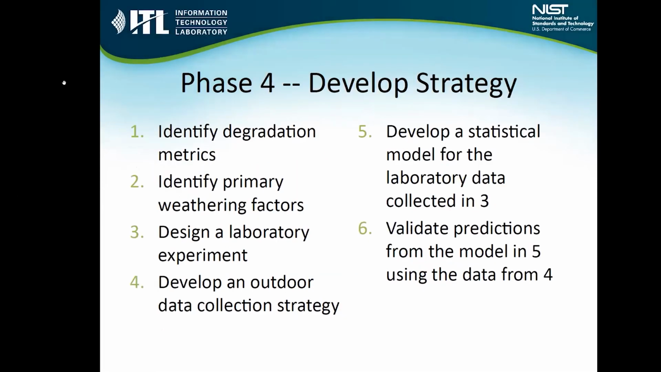The fourth phase is developing a strategy. After you provide structure, develop a strategy to solve the problem. Now, what I have here is the current refinement of the strategy. During my time in this project, we have made some slight refinements to it. I won't discuss too many of those refinements, but this is currently the strategy we've laid out. The first step is to identify a degradation metric. How are we going to quantify degradation? And this changes from material to material. For example, some materials have destructive degradation metrics, others have non-destructive degradation metrics.